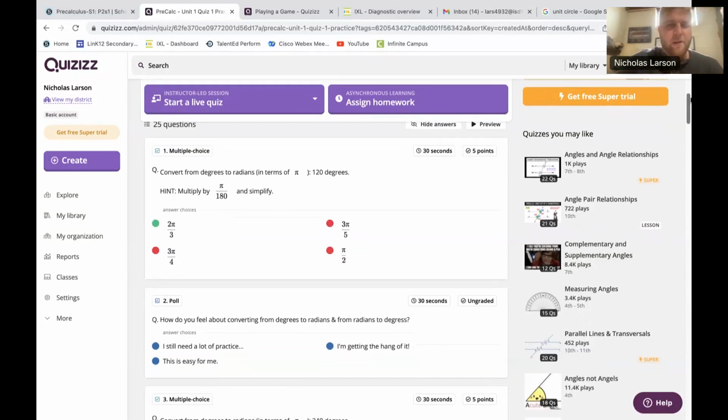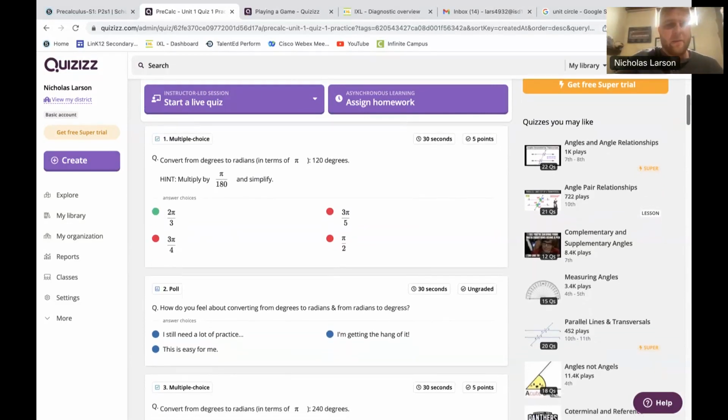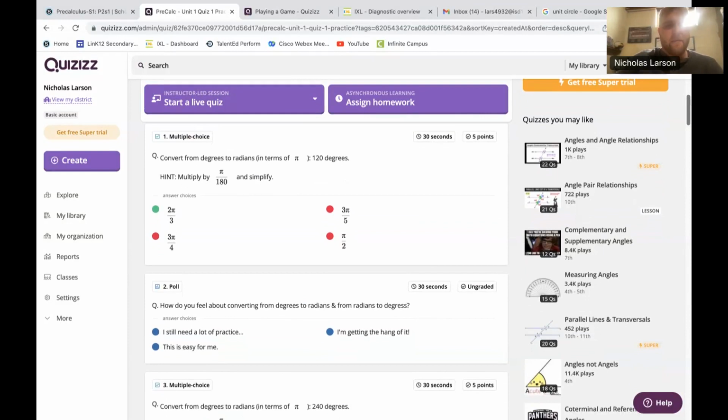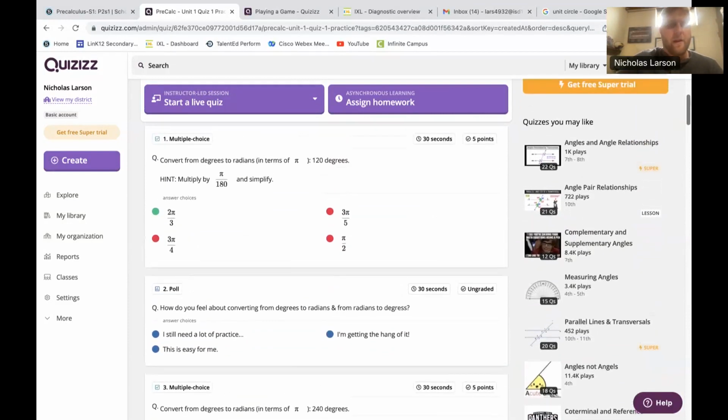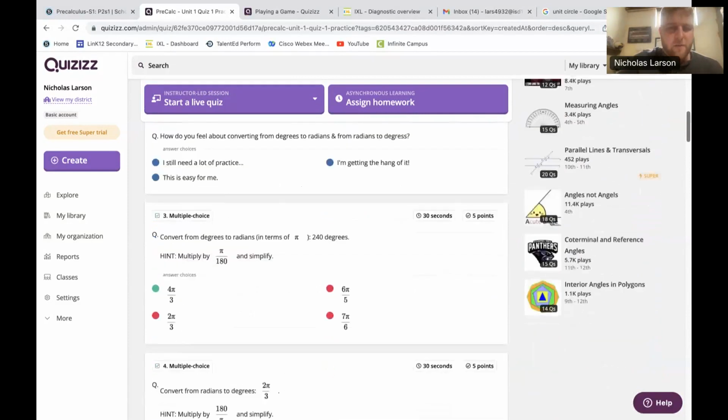All right, convert from degrees to radians. We talked about how to do that, multiplying by pi over 180. If you had to go the other way around, you would flip-flop 180 and pi. How do you feel about converting? Okay.